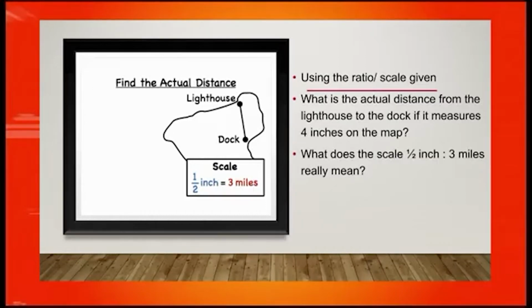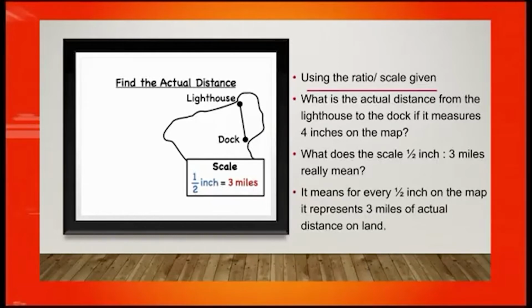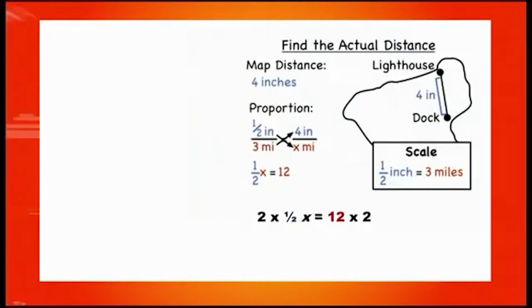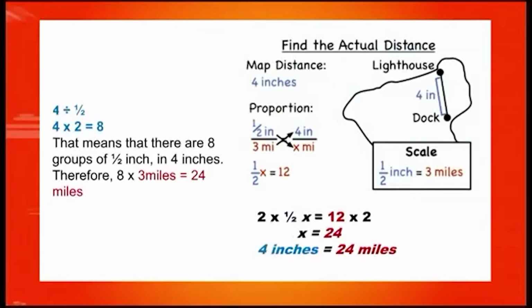All right, so we have ½ inch is 3 miles. We know this. It means that for every ½ inch, you have 3 miles. Now you can ask yourself this question: how many ½ inch can you get from 4? As you can see here, you would divide 4 by half, giving you 8. That means that there are 8 groups of ½ inch in 4 inches. Therefore, 8 multiplied by 3, because every ½ inch is 3 miles, gives you 24 miles.